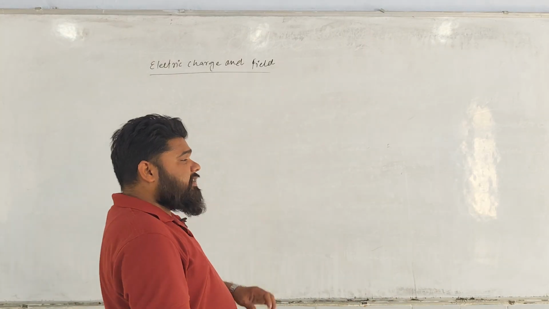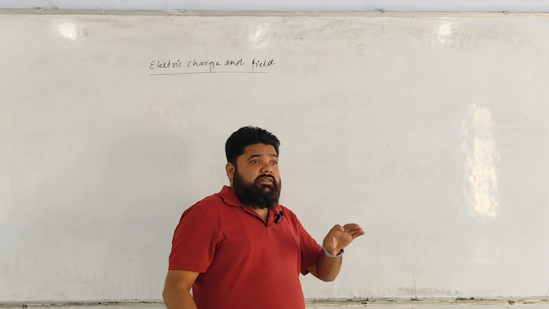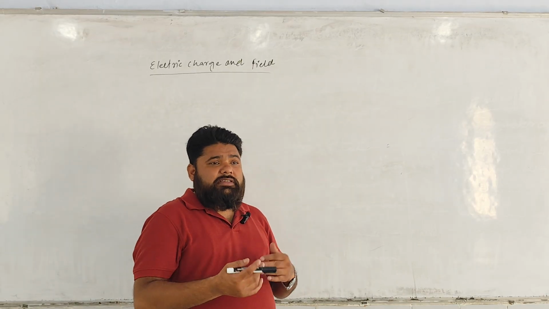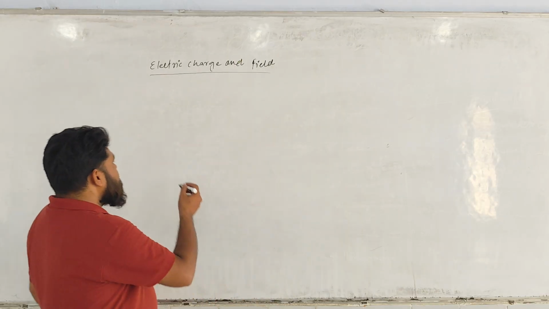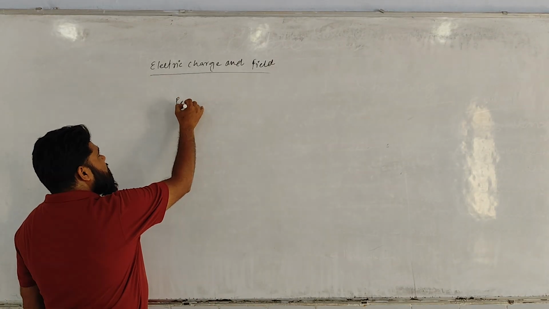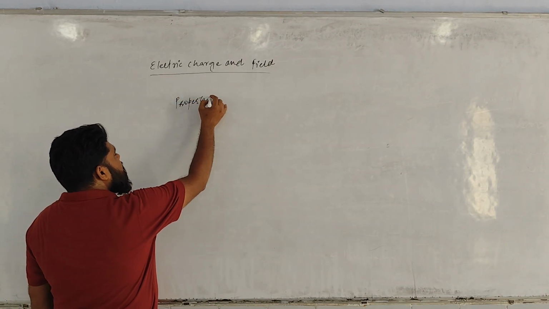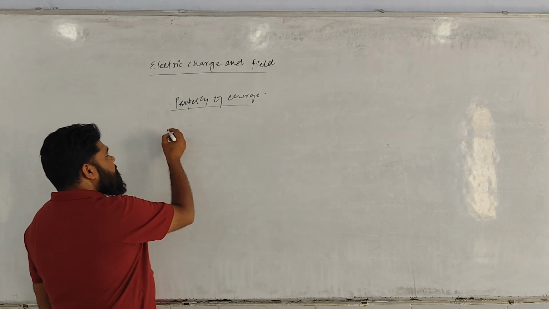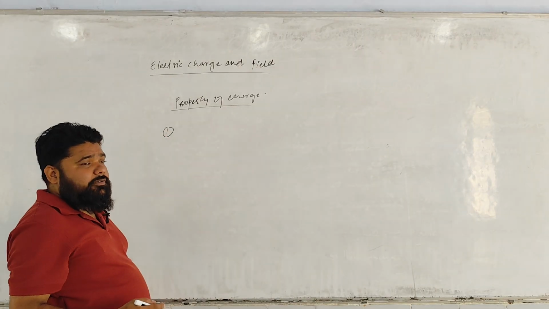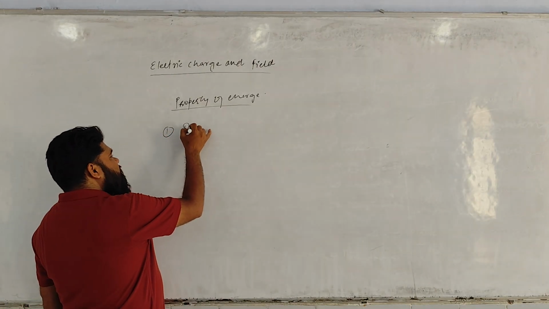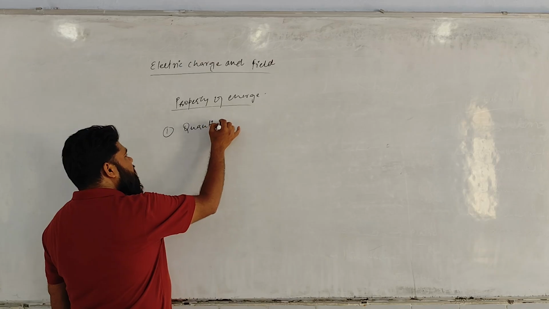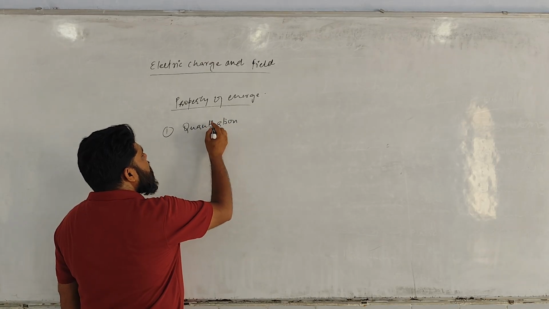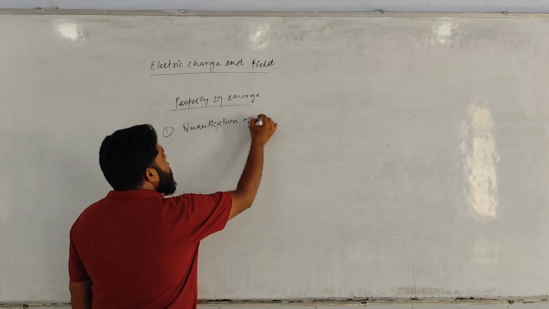Now, if charge exists in categories, the charge must follow some properties. So we will discuss the properties of charge. And the first property that charge must follow is the quantization of charge.